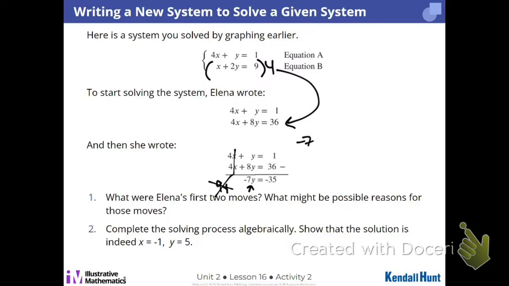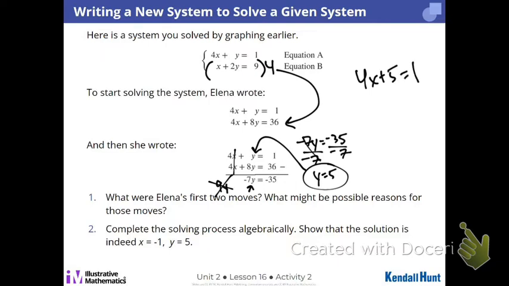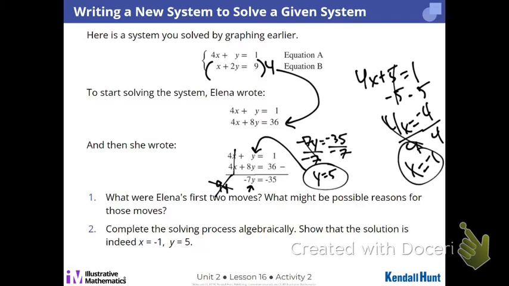Now, if negative 7y is negative 35, how many answers are there now that satisfy the equation? 1. And that number is? 5. And once I know that y is 5, plug it in. And now I can solve for x. So 4x is negative 4. What is x? Negative 1. Which means the solution to this system.